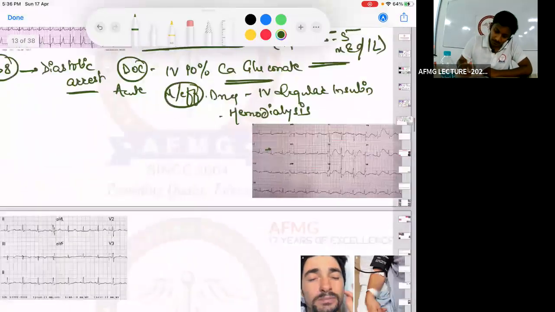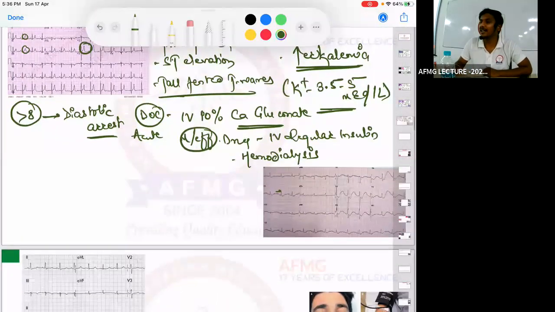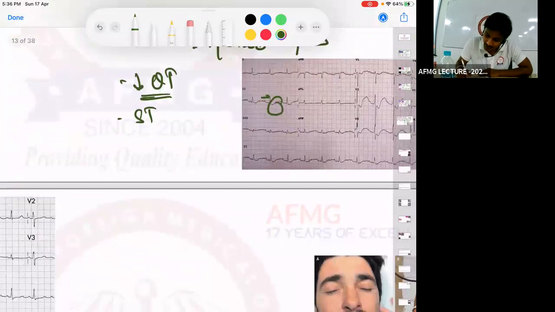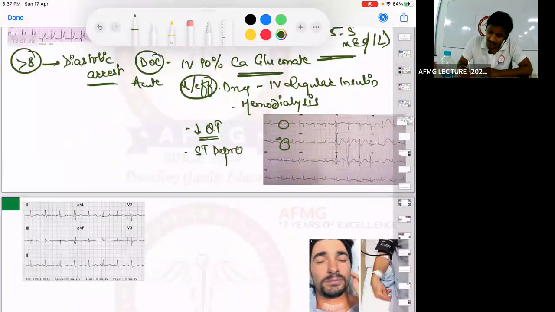QT क्या दिखाएगा? Prolongation दिखाएगा, shortening दिखाएगा अभी. There would be QT shortening seen. Okay, there would be a decreased QT interval. Next, ST depression and elevation. We can see there would be ST depression. So ST depression is seen.